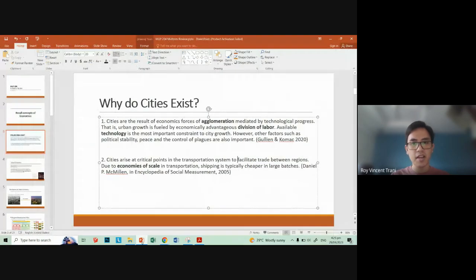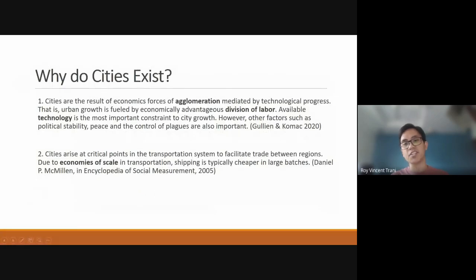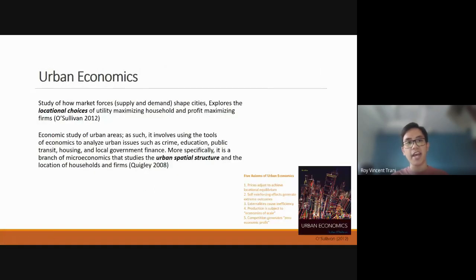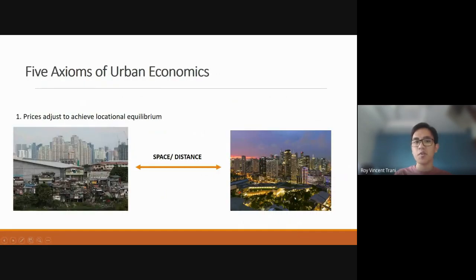Okay. So that's basically why cities exist, because there's an advantage to locating closer to each other. And that connects with our reference, Urban Economics, which I used to use for this class, but I found it too technical. So I reverted, I used Sir Neil's syllabus and followed it more strictly, basically. And there are 5 axioms or principles. We'll just focus on the first one that deals with location.